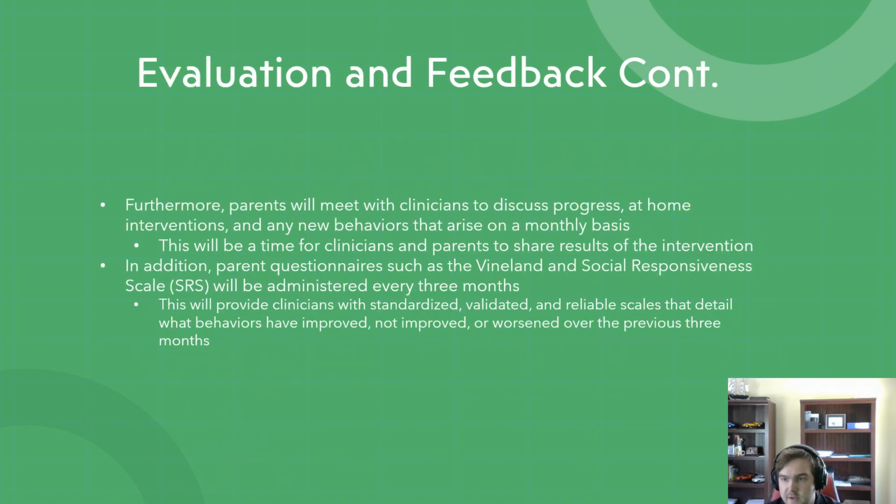So for evaluation and feedback continued, I would also like parents to meet with clinicians to discuss progress, at-home interventions that parents can implement, and any new behaviors that arise on a monthly basis. This will be a time for clinicians and parents to share results of the intervention. In addition, parent questionnaires such as the Vineland and Social Responsiveness Scale will be administered every 3 months. This will provide clinicians with standardized, validated, and reliable scales that detail what behaviors have improved, not improved, or worsened over the previous 3 months.